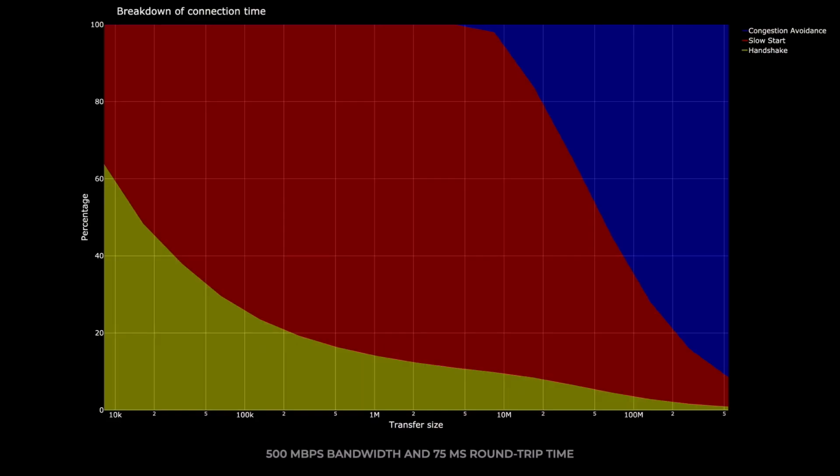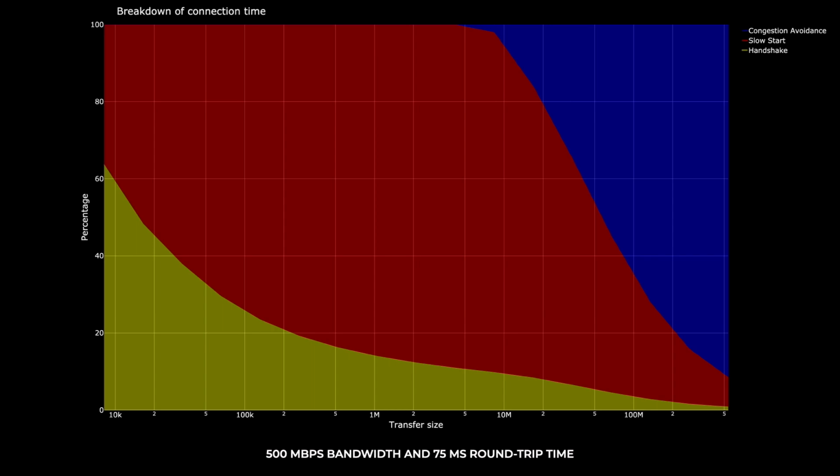If you graph this, it looks something like this. What you see in front of you is an experiment between a client and a server that communicate over a 500 megabit per second link, and the round-trip time between them is 75 milliseconds. The x-axis is the transfer size, which is in log scale, and the y-axis is the percentage of time spent in each of these phases.